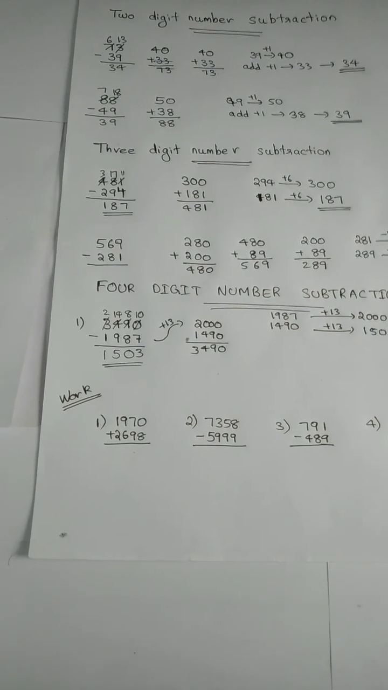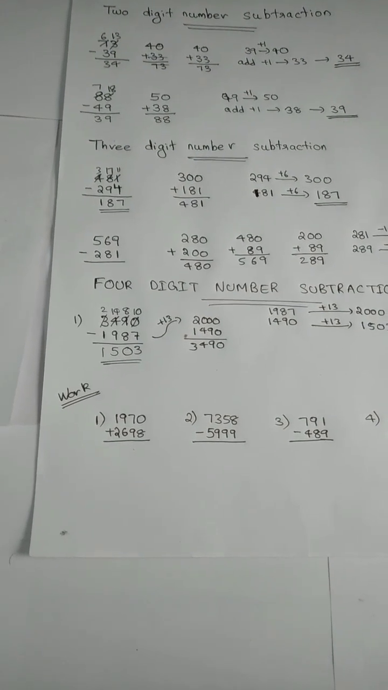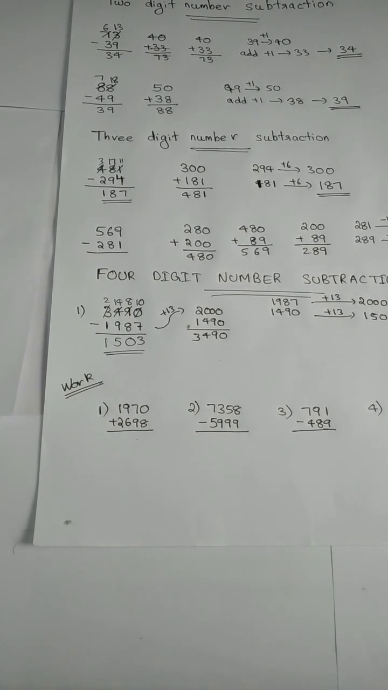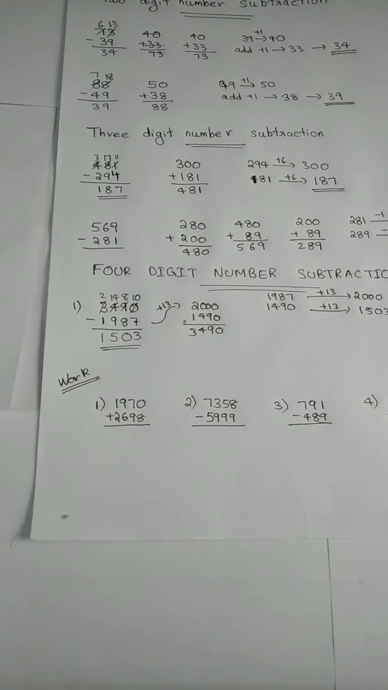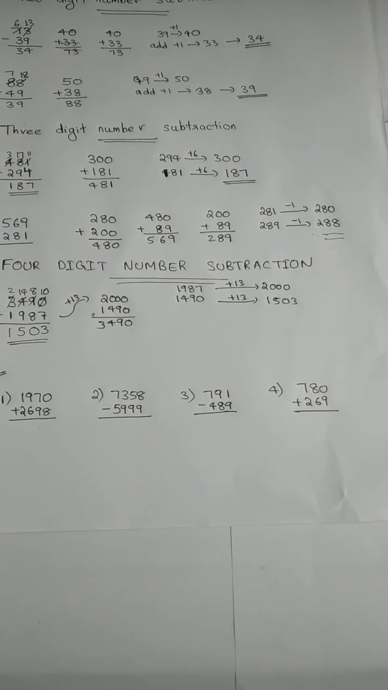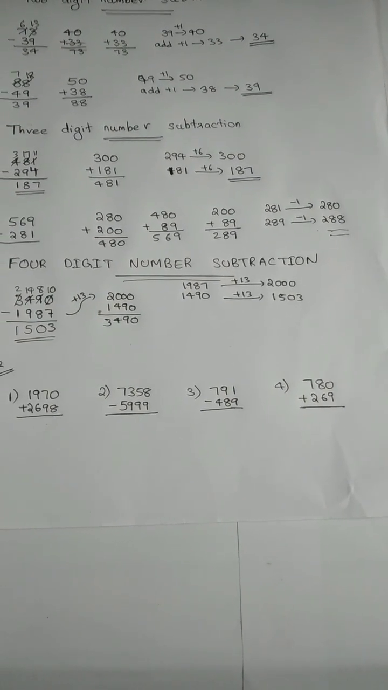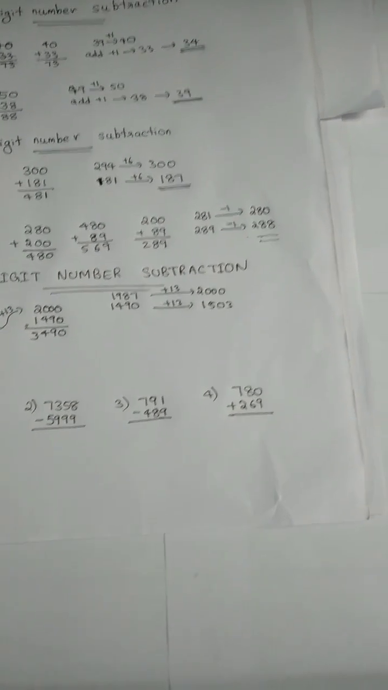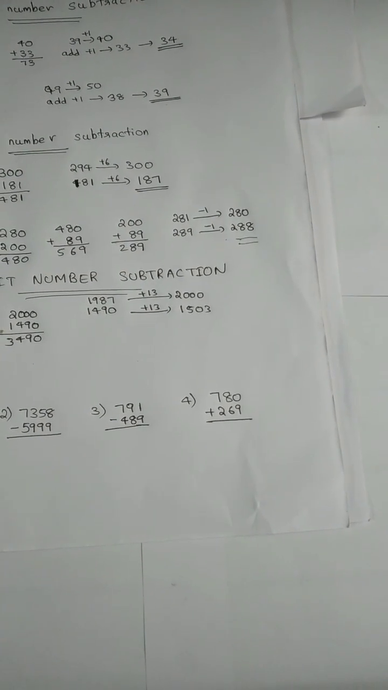If you understand the concepts in this video, you want to at least try to do these questions. The first question would be 1970 plus 2698. The second question would be 7358 minus 5999. The third question would be 791 minus 489. The fourth question would be 780 plus 269.